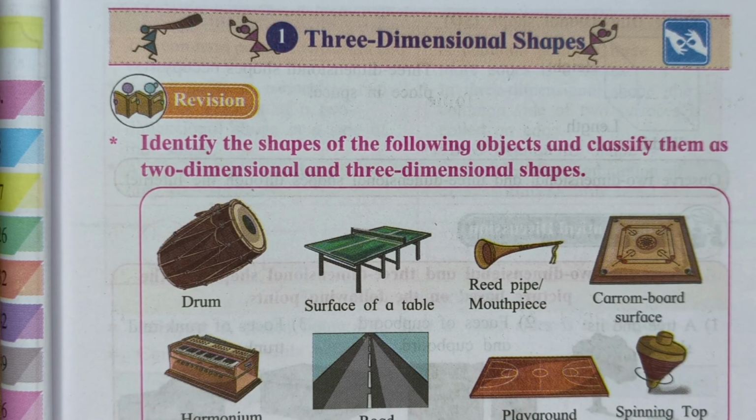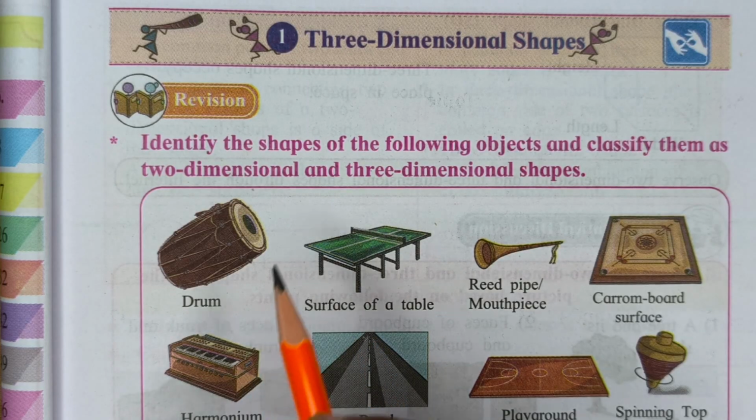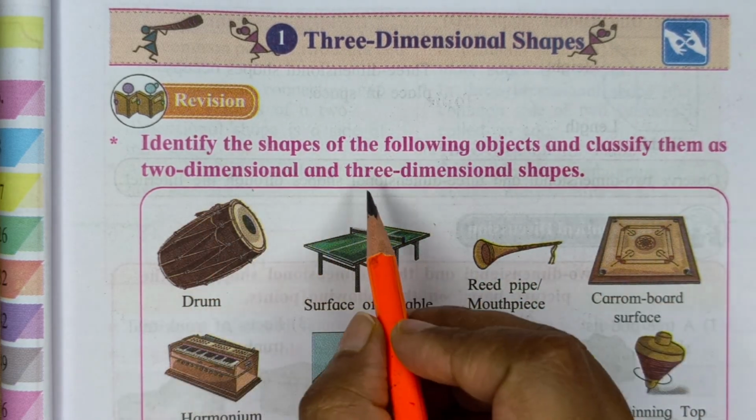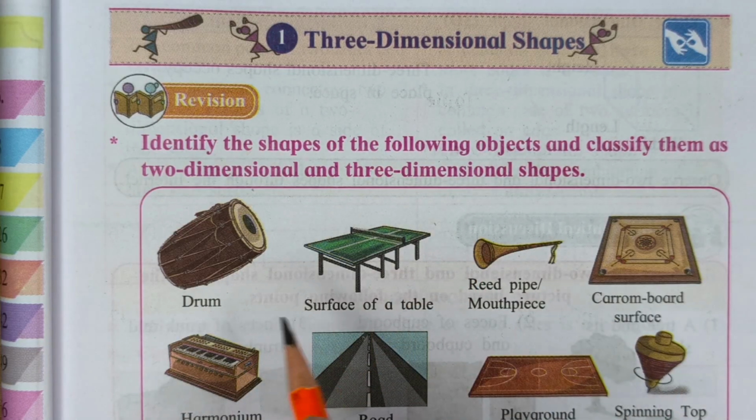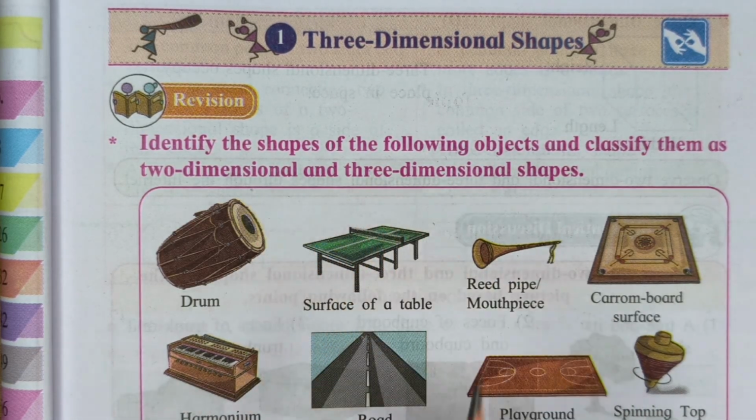Today we will begin with chapter 1 for standard 6, three-dimensional shapes. Okay, now see the first page, you have a revision. Identify the shapes of the following objects and classify them as two-dimensional and three-dimensional. Before we classify these figures, we will first understand what is two-dimensional and three-dimensional.